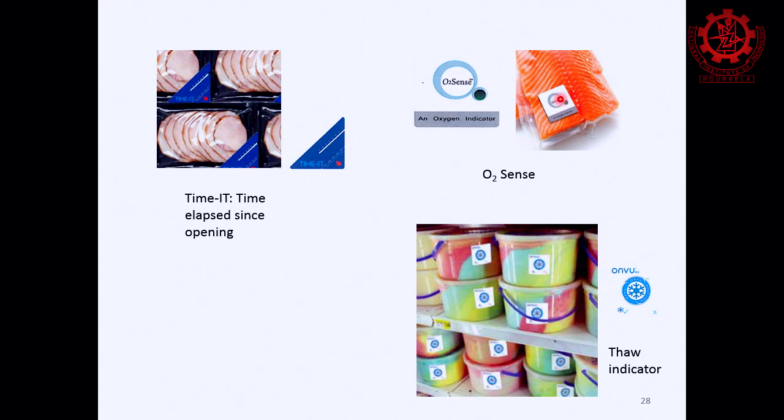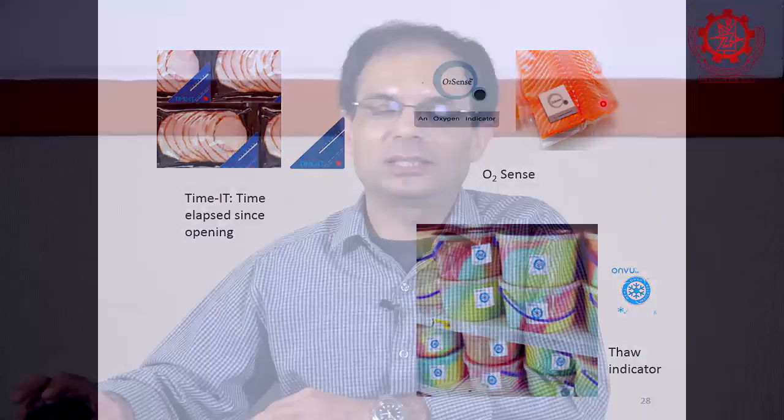And this indicator is actually for oxygen sensing. So, for example, in this case, it's a fish. It's going to have lipid oxidation if it comes in contact with oxygen.